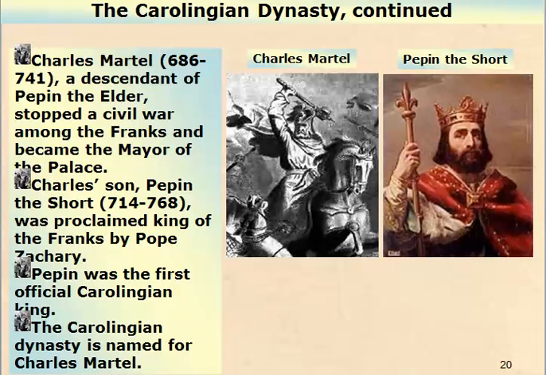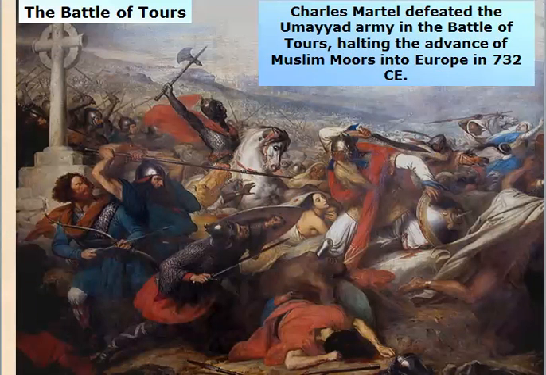We have Pepin the First, the official Carolingian king. The Carolingian dynasty is named for Charles Martel. We have the Battle of Tours. In this battle, Charles Martel defeated the Umayyad army, halting the advance of the Muslim Moors into Europe in 732 CE.